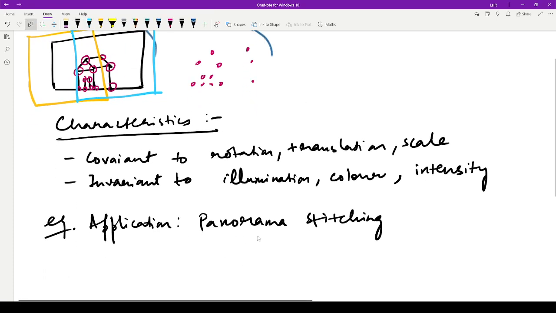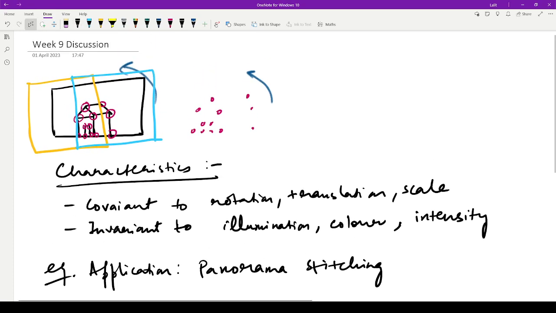Anyone? What is this equivalent to? So what are we given in panorama stitching? We are given a set of points which are common in both the images. Yes, at least everyone agrees with that.